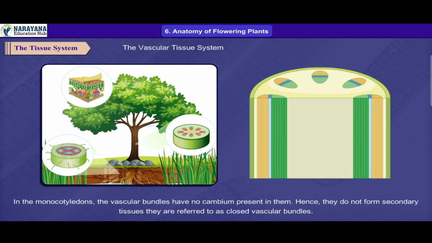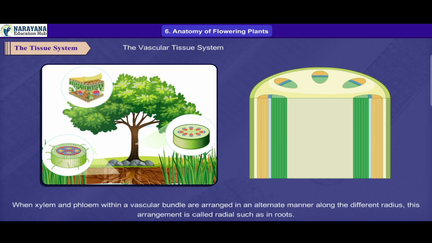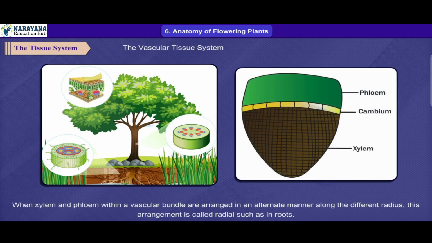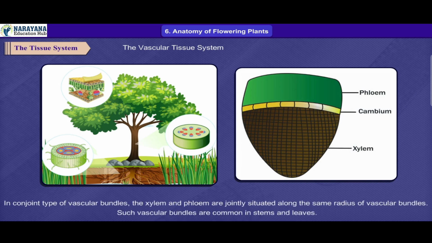In the monocotyledons, the vascular bundles have no cambium present in them. Hence, they do not form secondary tissues. They are referred to as closed vascular bundles. When xylem and phloem within a vascular bundle are arranged in an alternate manner along the different radius, this arrangement is called radial, such as in roots.